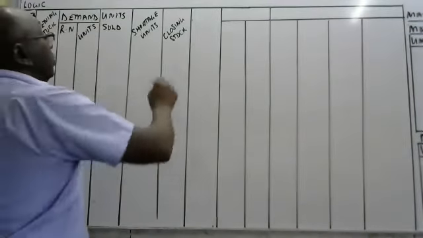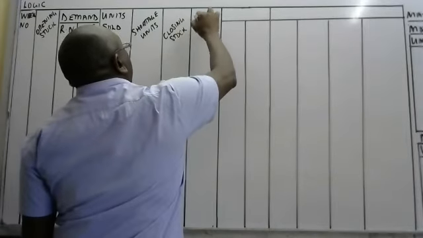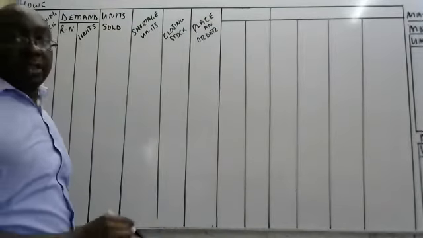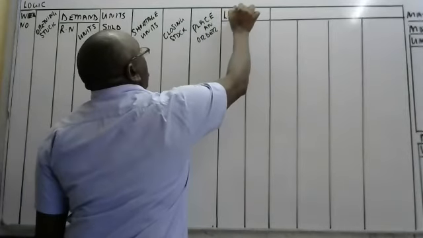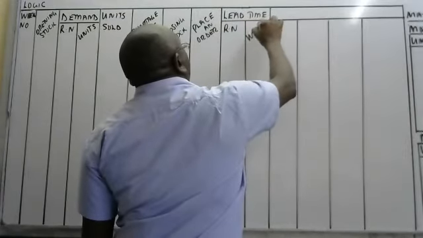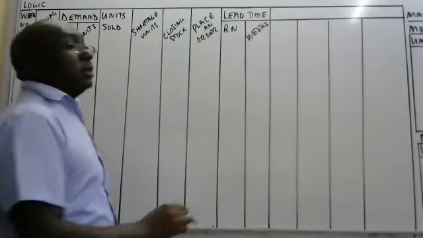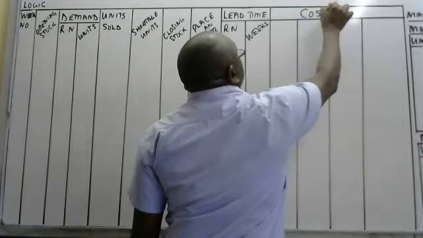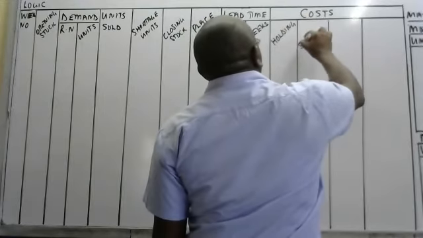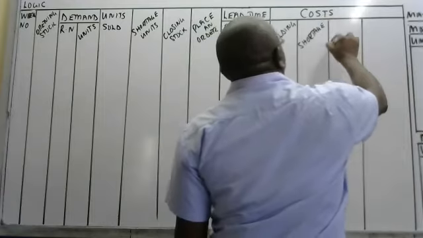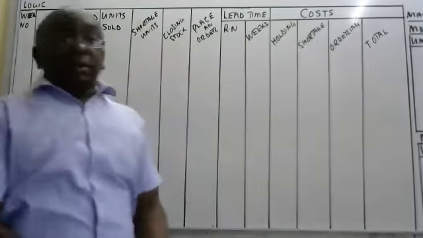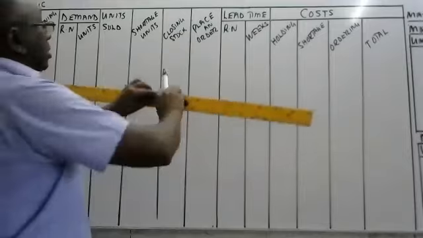So from there, you decide on whether to place an order. When you decide on whether to place an order or not, you come to something we call lead time. So this lead time, we have the random number, and then we will have weeks. Then at the end of the day, you get your costs. And these costs, we have the holding, we have shortage, we have ordering, and we have total. That's all.